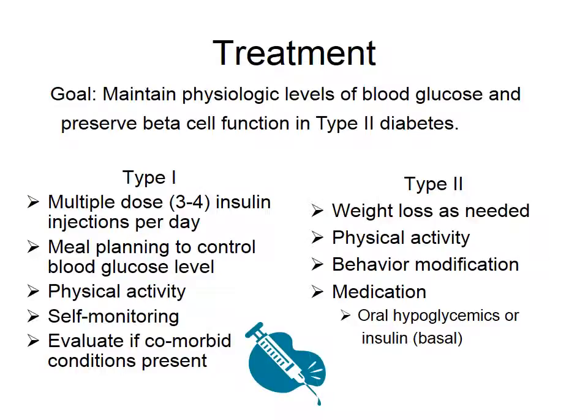Type 1 treatment includes intensive insulin therapy, that is 3 or more injections per day or use of an insulin pump, as a key part of improved glycemic control and better outcomes. In type 2 diabetes, the goal is to maintain physiologic levels of blood glucose and preserve beta cell function. Newer trends in management include tighter blood glucose controls and an earlier insulin treatment for type 2 diabetes to preserve beta cell function.